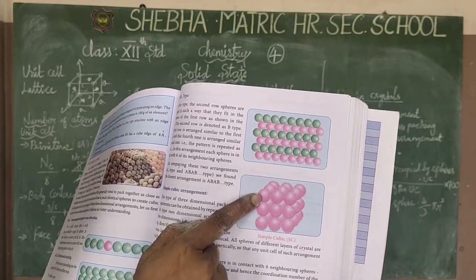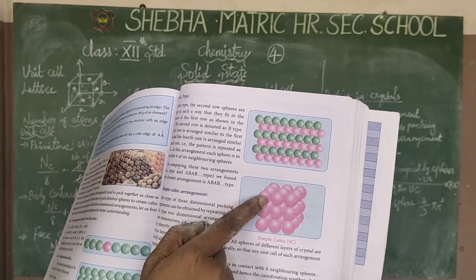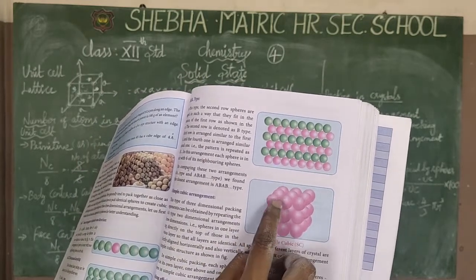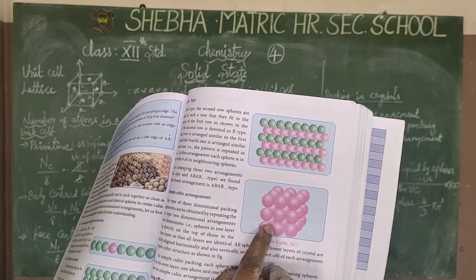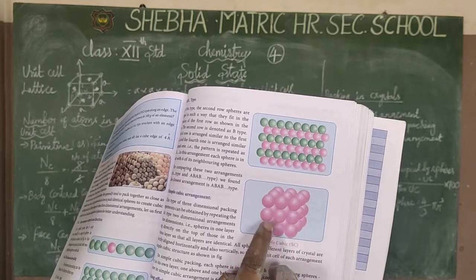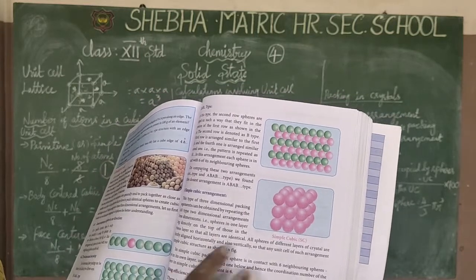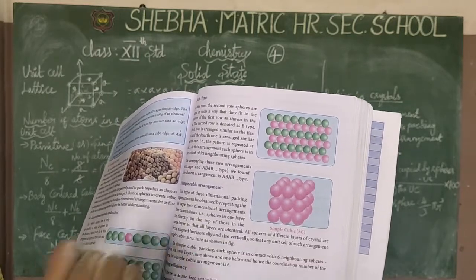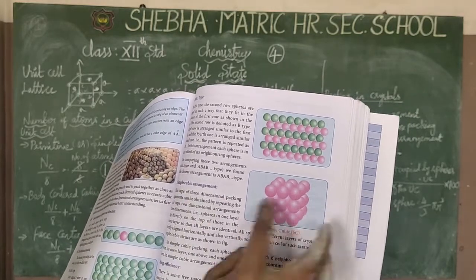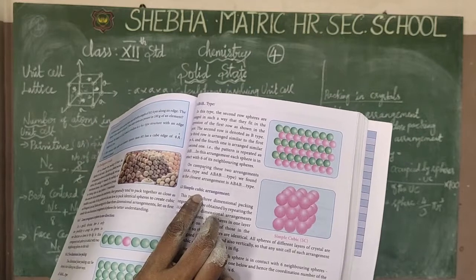So if you take this atom, it will contact the six neighboring atoms, that is 1, 2, 1, 2, 1, 2. So three dimensional is there. Totally 6 neighboring atoms are in contact with the atom. So can you understand how to count in this simple cubic arrangement?